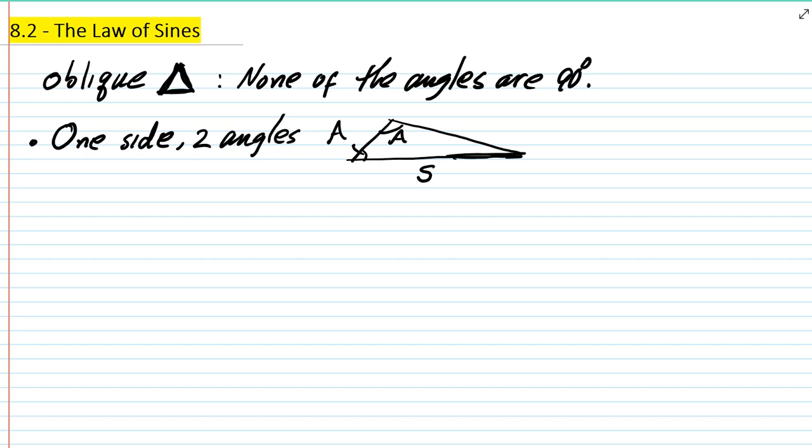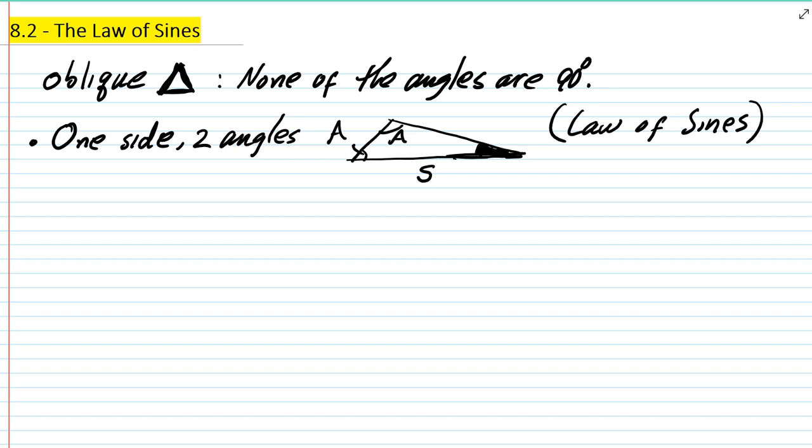Given two out of three angles, the third one I can easily find, right? So if I have this configuration, any two angles and any one side, I can use the law of sines, which I'll state in just a moment. So that's one configuration: one side and any two angles.